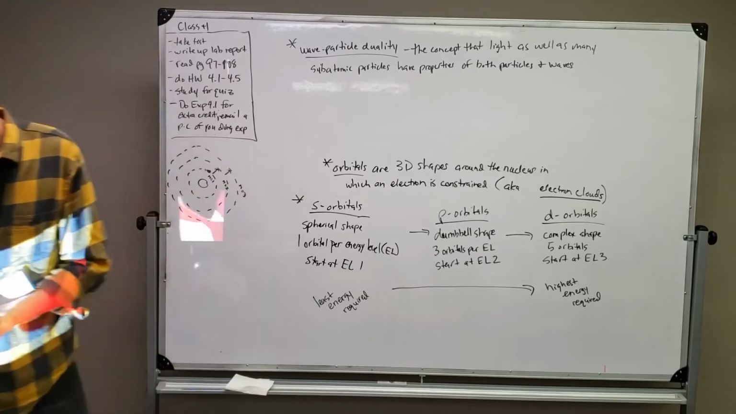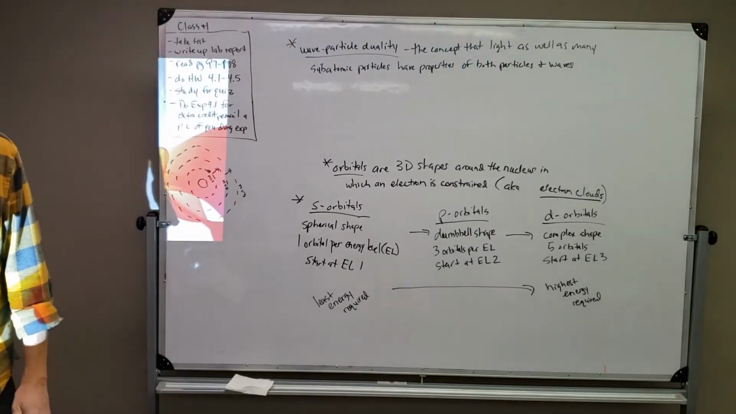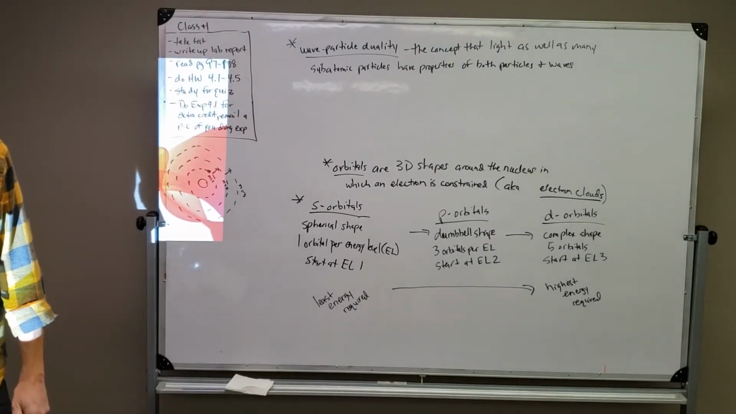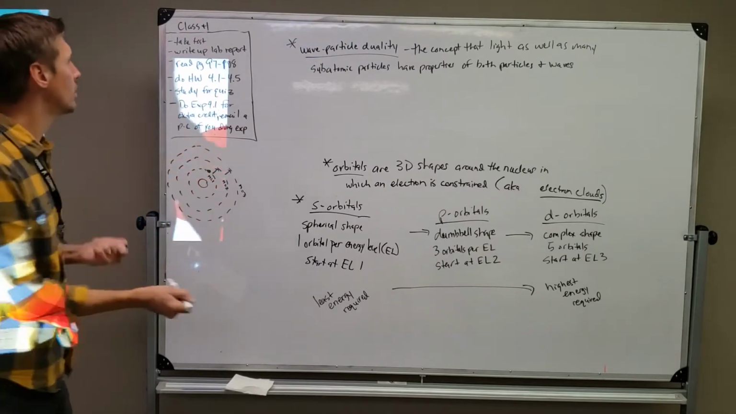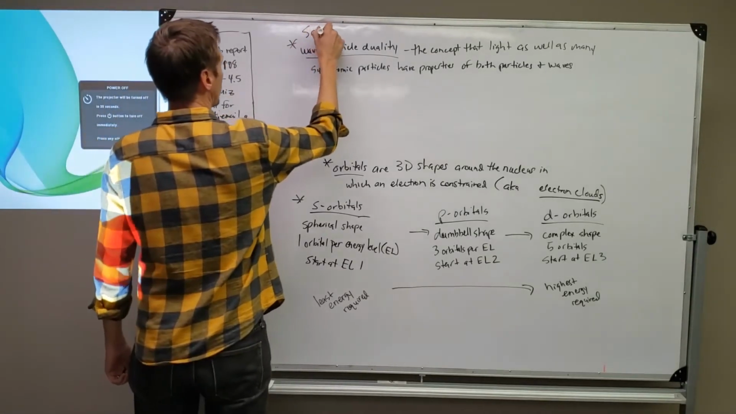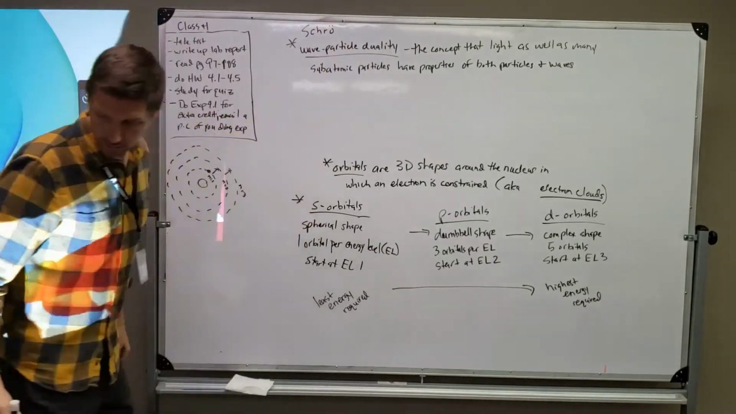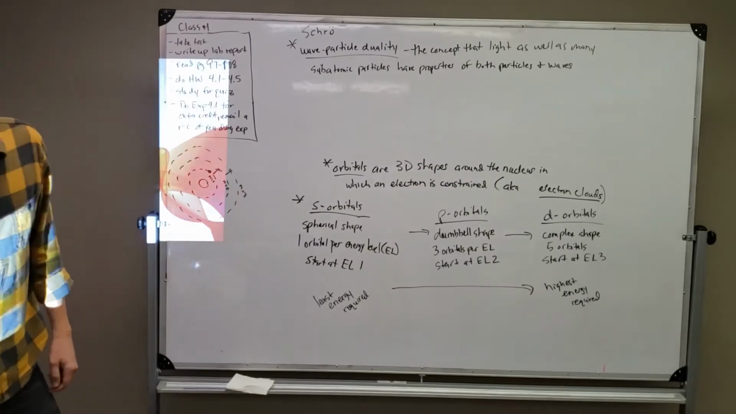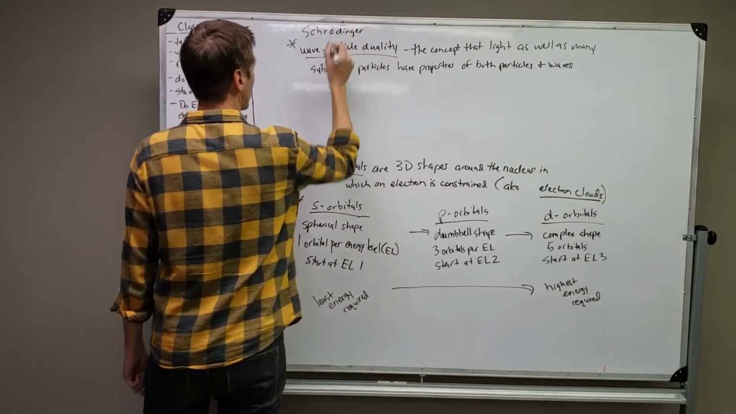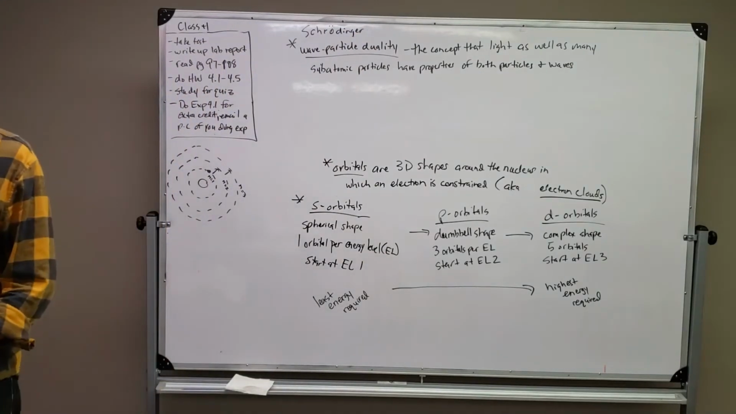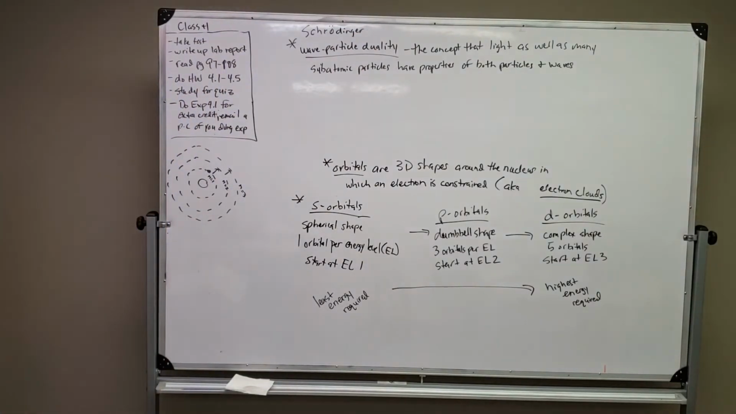Schrodinger. His name, I'm not going to ask you that on the test, but the correct spelling is S-C-H-R-with the 2 dots over the O. I can't remember what that's called. Schrodinger is credited with the quantum mechanical model. He was an Austrian physicist.